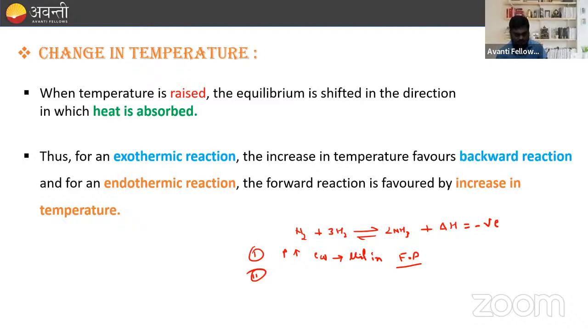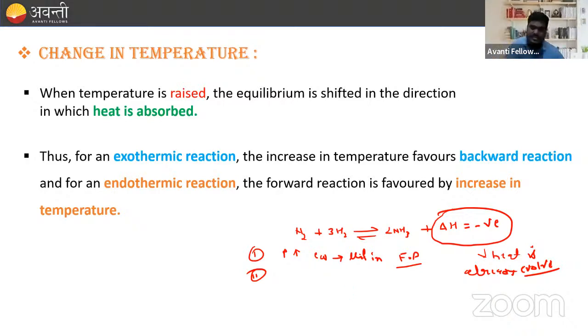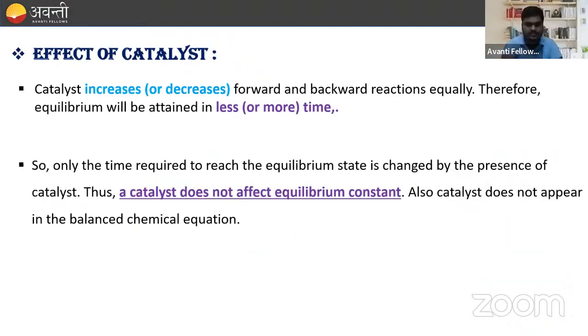Similarly, this is already exothermic, which means heat is already evolved. So for such a process, you need low temperature. The process in which heat is already released, that is exothermic, we always require low temperature, right? And the process in which heat is required, the surroundings are very cold, then heat is required. So this is all about the change in temperature.